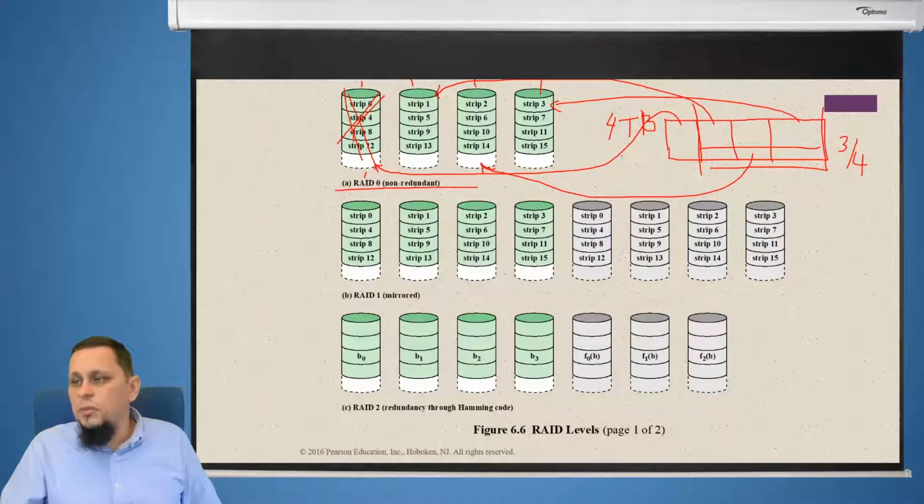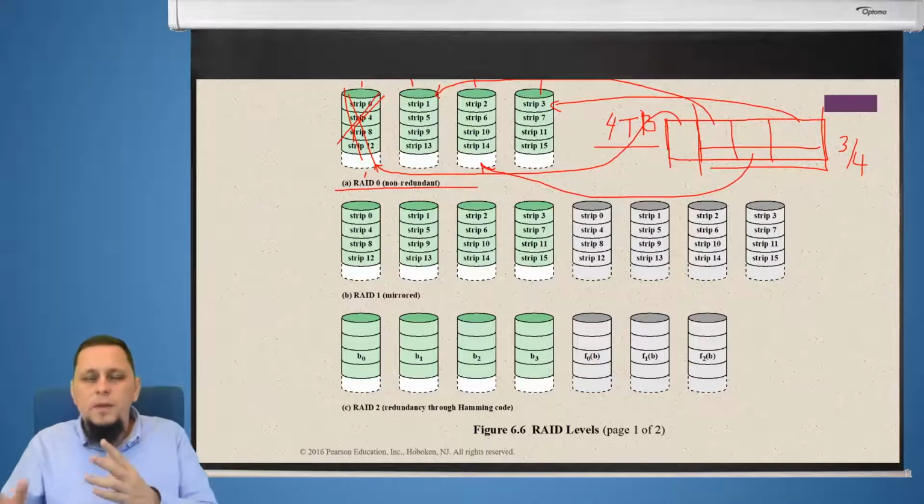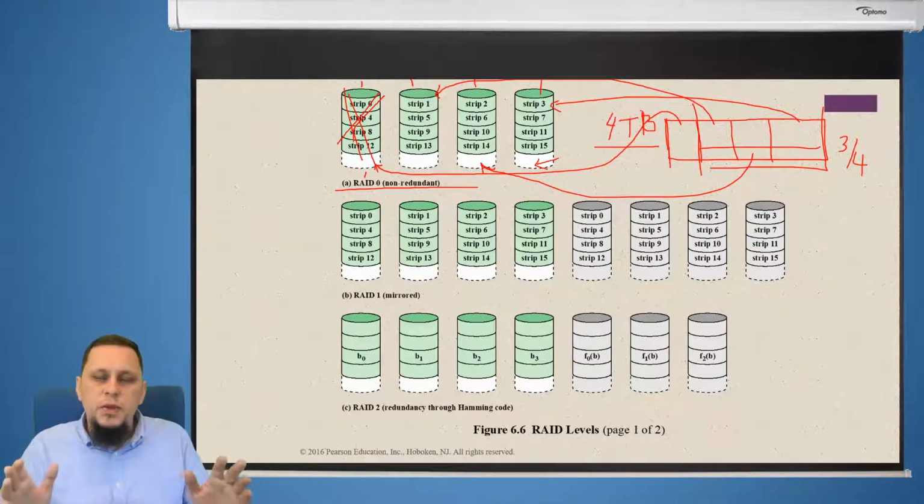The same is happening here. You have 4 terabytes of space, and the data is divided across the different hard disks. Again, in this case, there is no redundancy, meaning you are utilizing all the space. You have the full capacity. If you have 4 disks, you have 4 terabytes. RAID number 1 is mirrored.